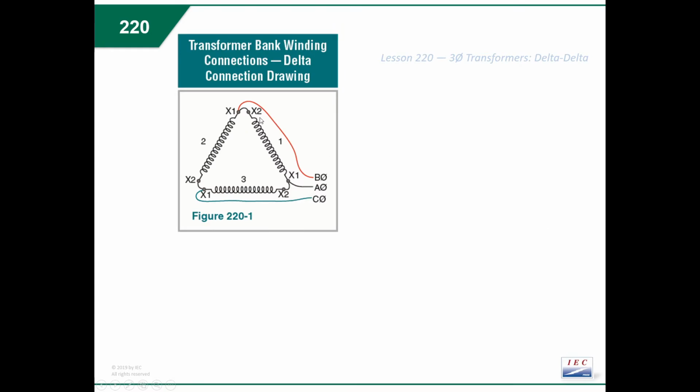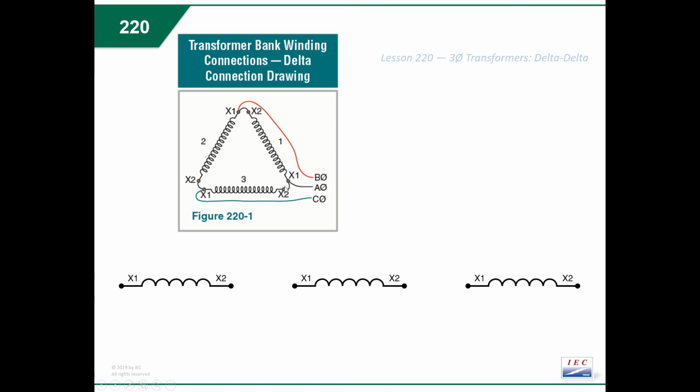So this is a delta connection. Essentially what we've done is we jump from the X1 of one coil to the X2 of the next, so on and so forth, to the next. And then we take our phase conductors off of this common X1, X2, kind of this corner connection.